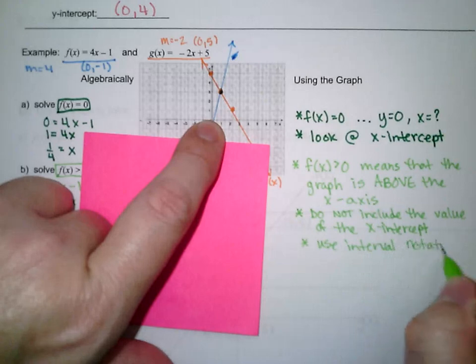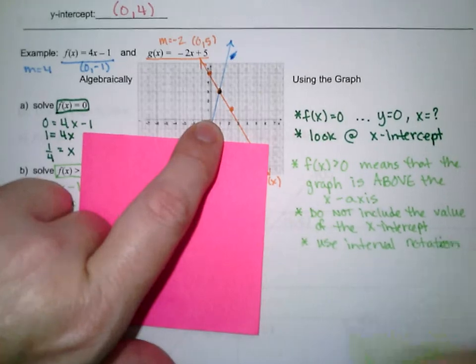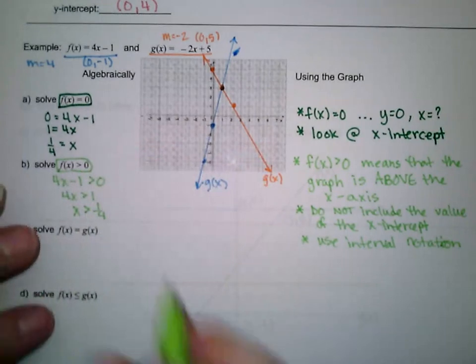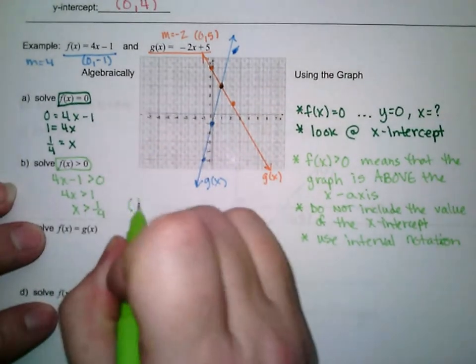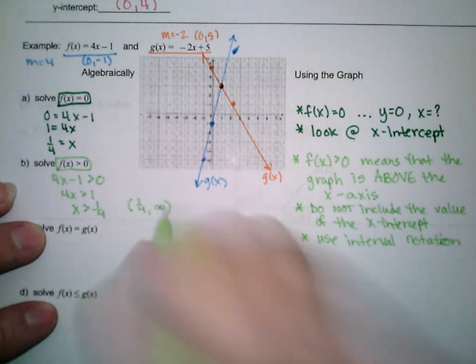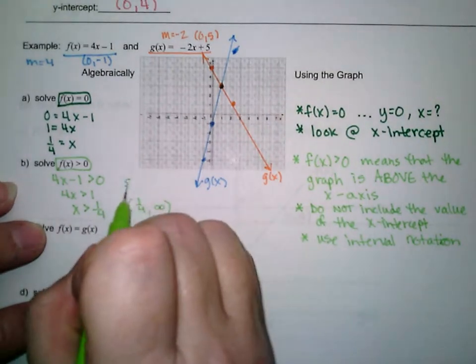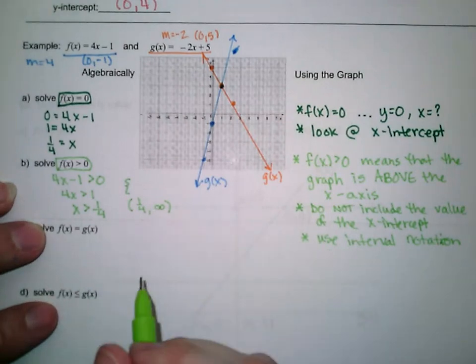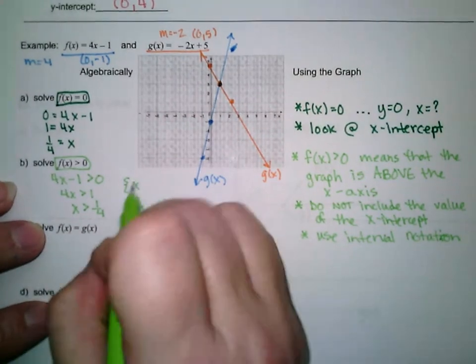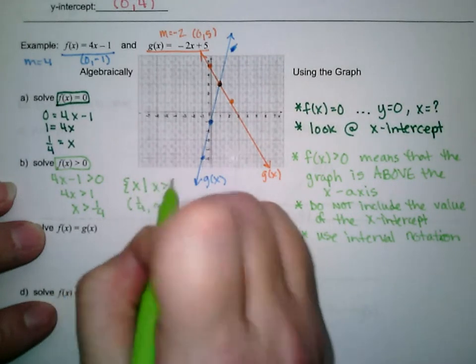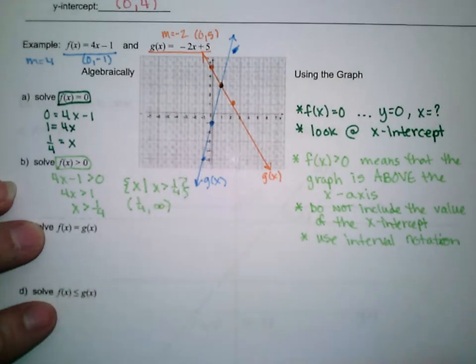So let's go back over interval notation. Let's go back over to our x is greater than 1/4 and put that in interval notation. So that would be from 1/4 to infinity. Or, I mean, they may want it in set builder. I prefer interval notation. But if they wanted set builder, we'd say the set of all numbers x such that x is greater than 1/4, like that.